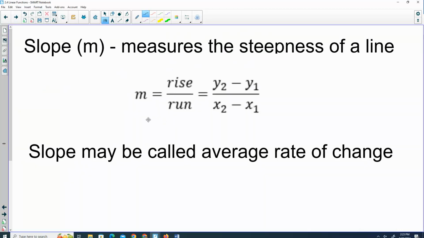So, in case you need to jot any of this down, if you had forgotten anything, slope is just telling us how steep our line is, so a bigger slope is a steeper line. We can find it rise over run if we're looking at a graph, or from the ordered pairs.